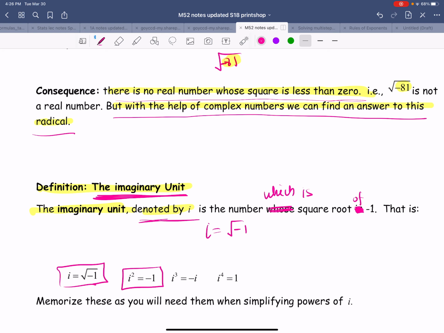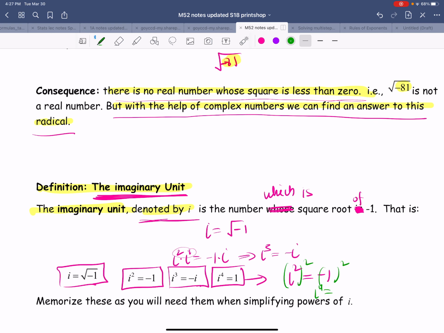And if I multiply both sides by i, i squared times i would be -1 times i. This gives me i to the third power, because exponents get added, equals negative i. And for i to the fourth, i squared is -1, and if I square both sides, it leaves me with i to the fourth power is +1. So memorize these powers of i.